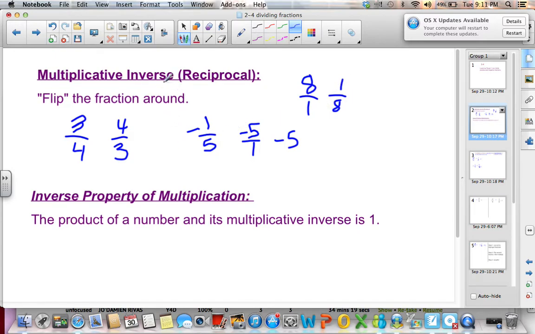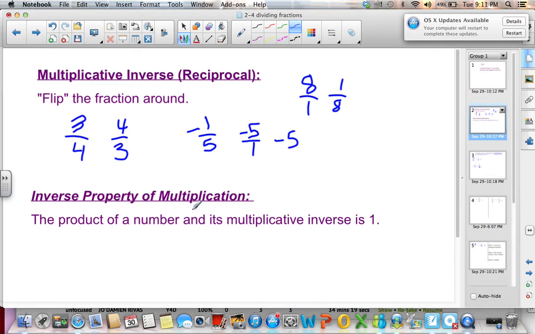Okay, multiplicative inverse and reciprocal are the same thing. We'll probably be using the word reciprocal more often. You've probably heard it more often, but it's important for you to know both terms, and I believe both of these are your vocab words that you should have your vocab sheet out and be filling in.